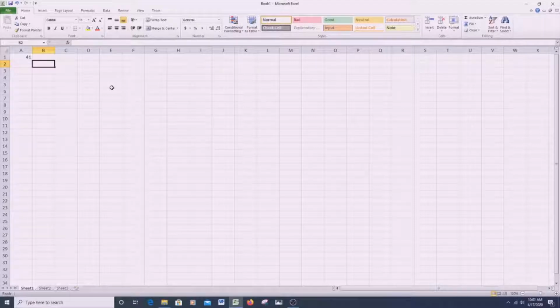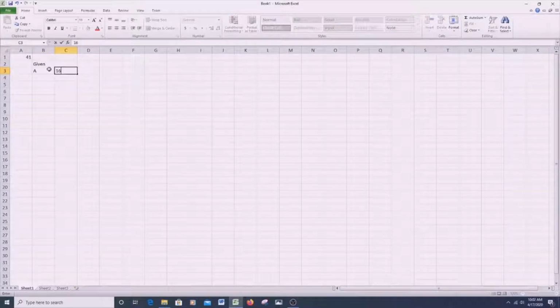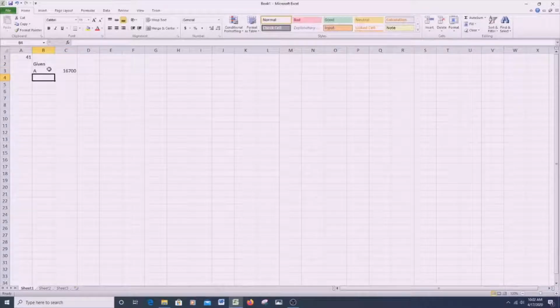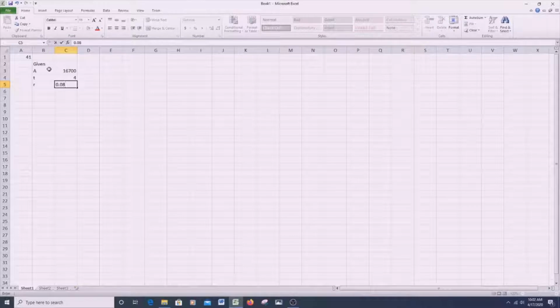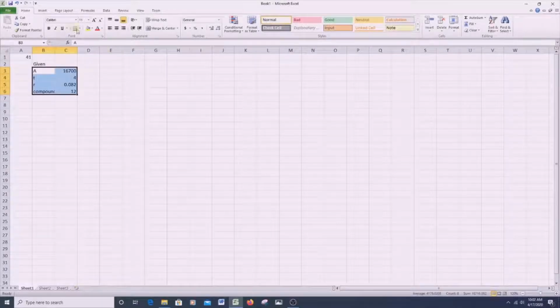First, we want to know what is given. The given information is the amount borrowed. That is $16,700. We have the length of the car loan in years, which is 4. And we know the current interest rate, which I'm just going to immediately write as a decimal, of 8.2%. Okay, and we know the compounding is monthly, so that's going to mean 12. Okay, so this is the given information.